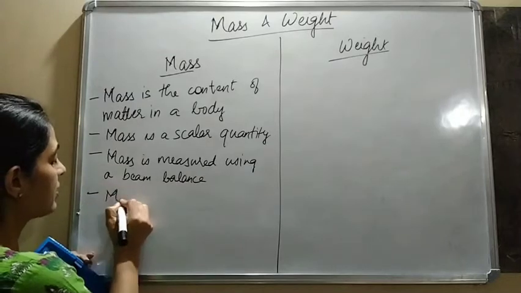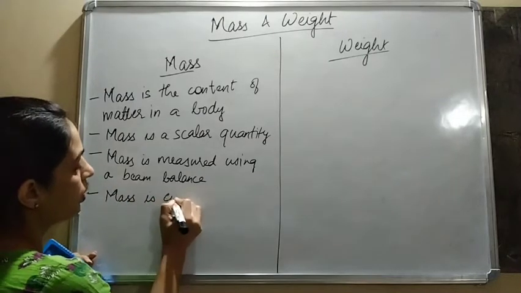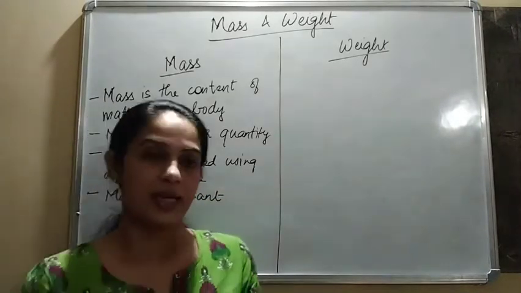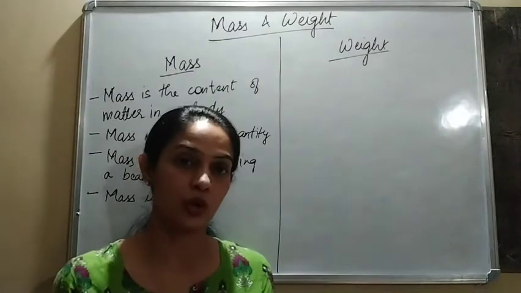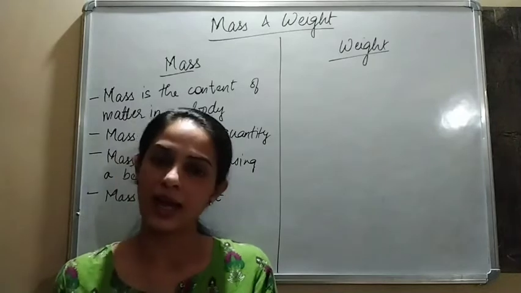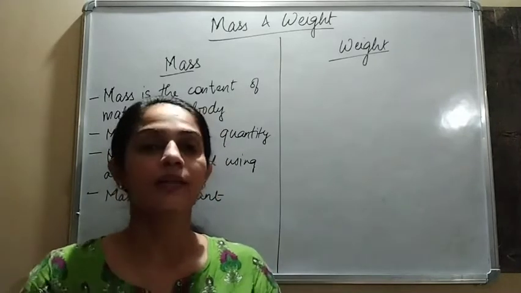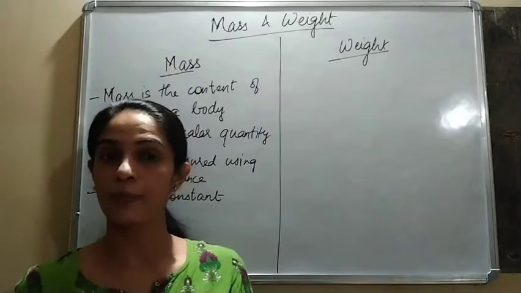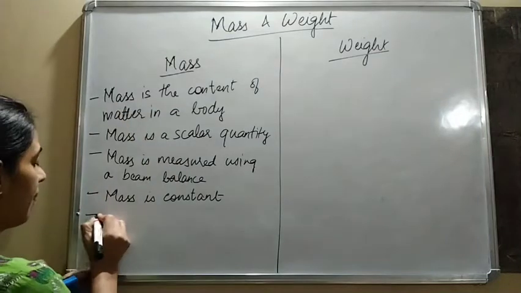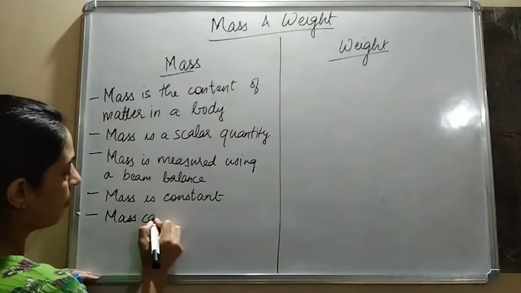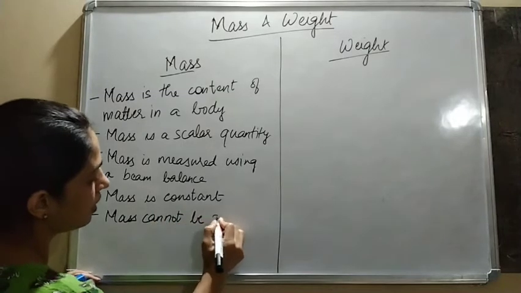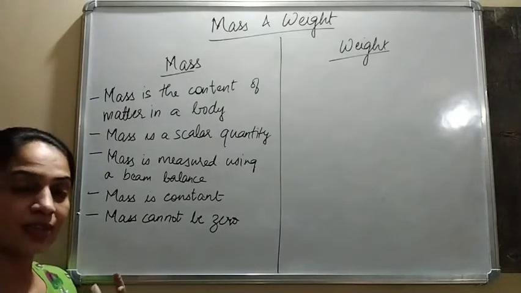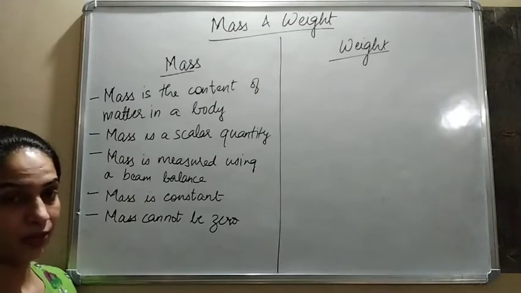Okay, mass is constant. That means it doesn't change from place to place. If you have 1 kg potatoes in your home and you take them in your bag to your aunt's home, there also they will measure 1 kg only. Okay, so mass doesn't change from place to place. Then mass of a body can never be zero. If a body is there, if it has matter, then it will have mass.